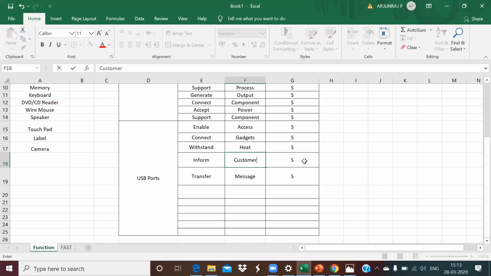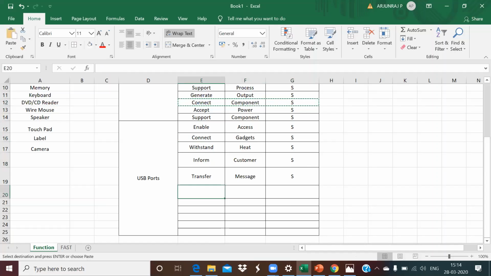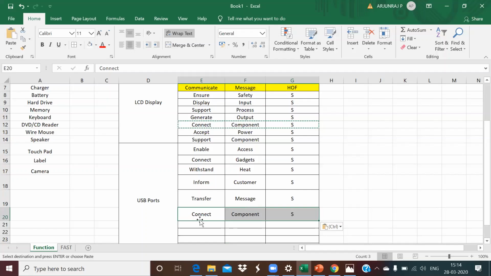Connect component. Yeah, that's what it is, connecting to the gadgets. Inside, it is connecting gadgets with respect to the external part of it. It is connecting inside also, no? Yeah, so you can put that as also a function. And again, for connecting that, the company is not going to pay extra money. But we can still consider this.